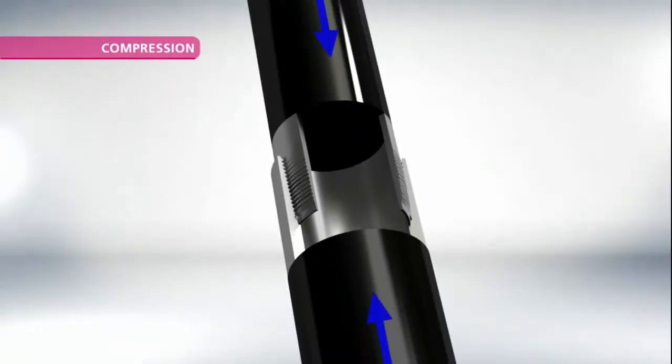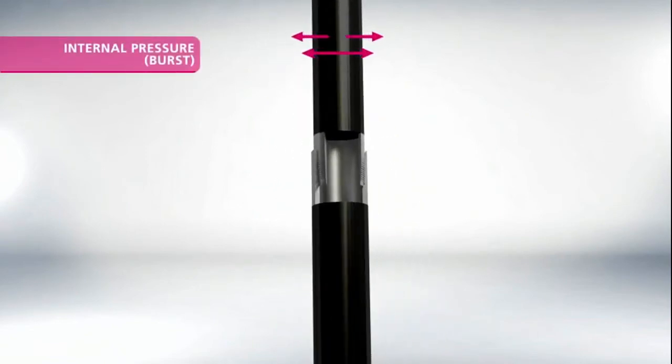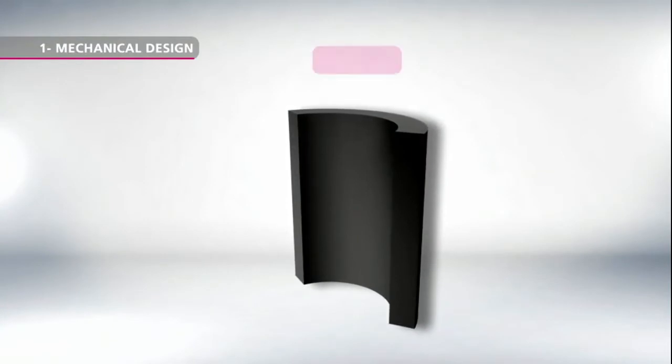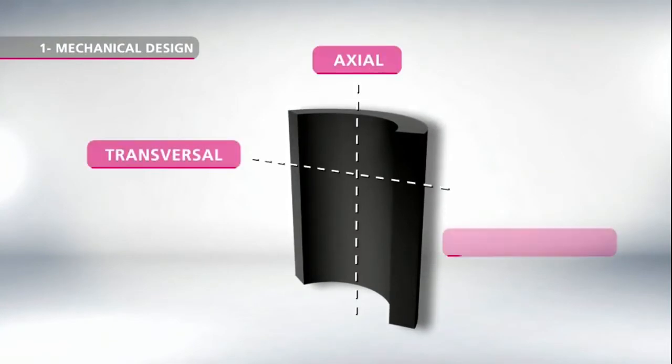This analysis used to be performed manually and only considering the stresses in one isolated direction. That could be axial, that is tension and compression, or transversal, which is burst or internal pressure, and collapse or external pressure. The mechanical design has evolved, and today it considers stresses in three combined axes: axial, transversal, and circumferential, known as von Mises.